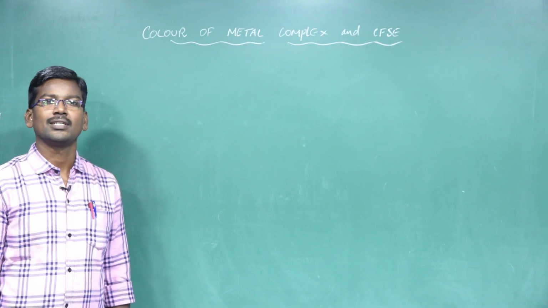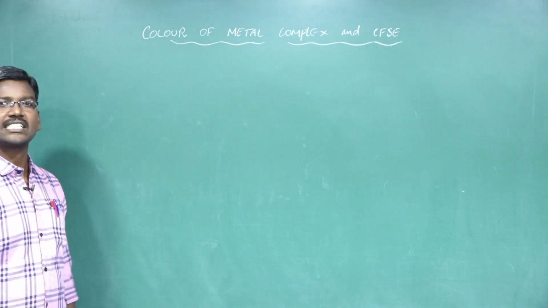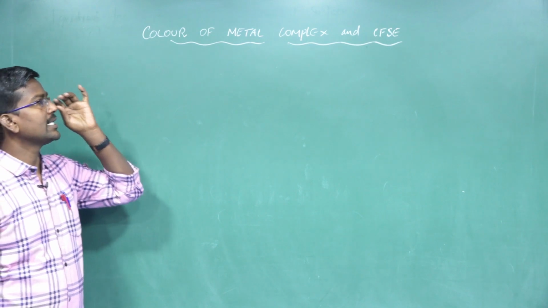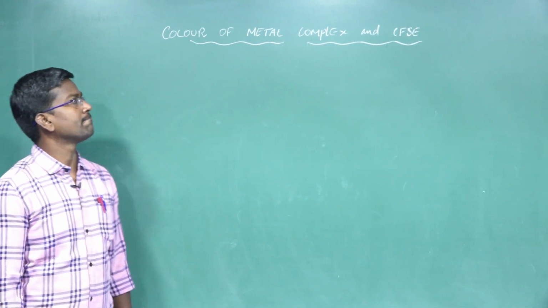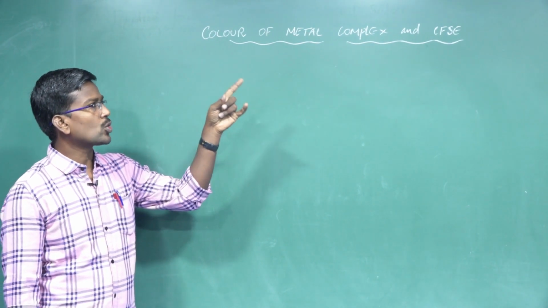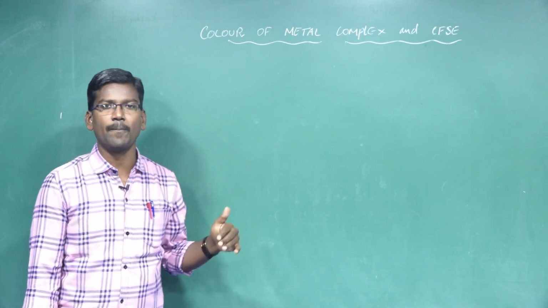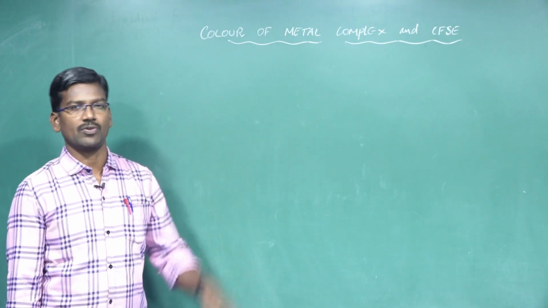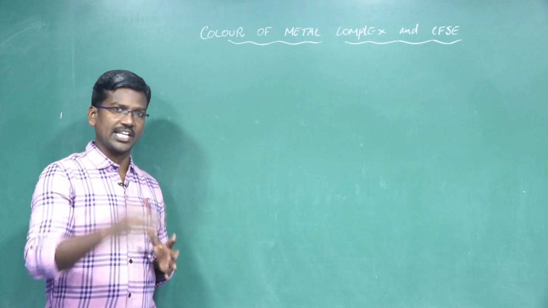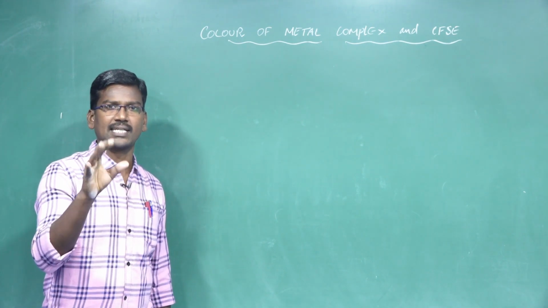Hi students, now we are going to discuss the color of the metal complex and crystal field splitting energy. The crystal field splitting energy is used to explain why compounds are colored in the presence of unpaired electrons, through excitation from one energy level to another, from a lower energy level to a higher energy level. That's why the compounds appear as a color.